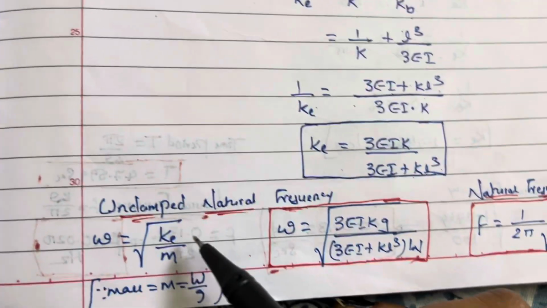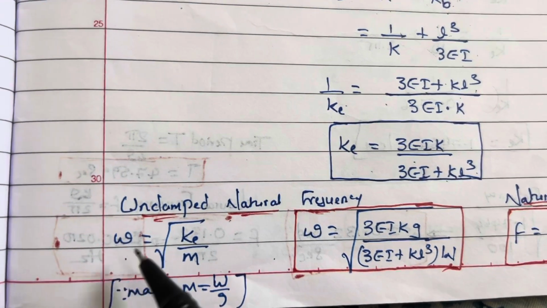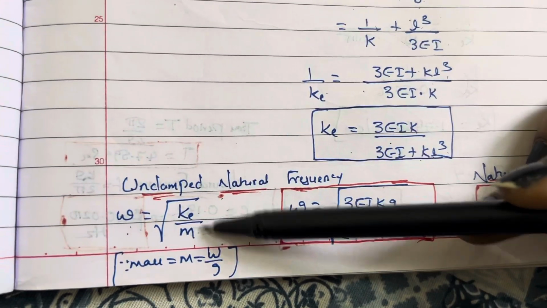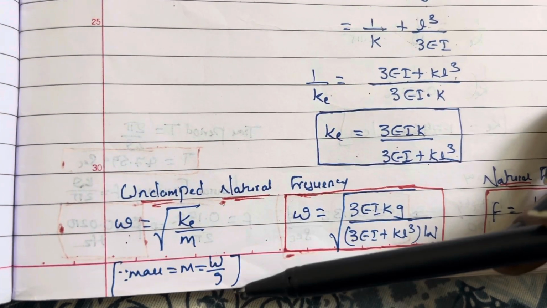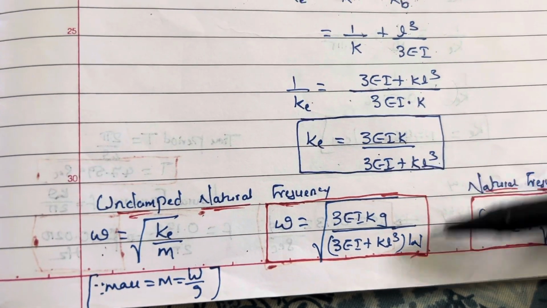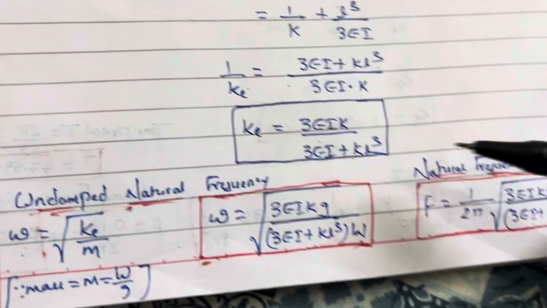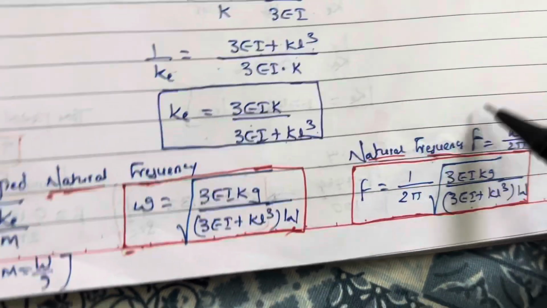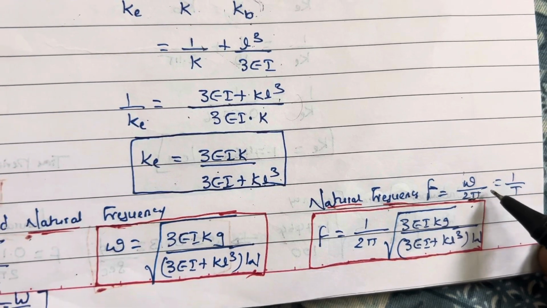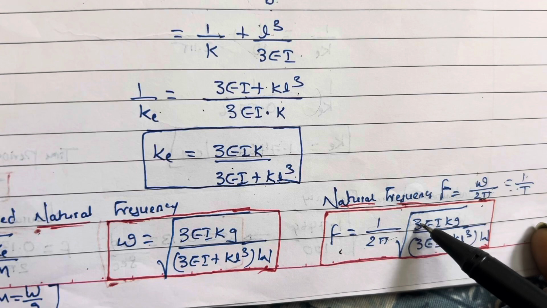Using this value, we will find the first natural frequency. Omega is equal to square root of Ke by m. M means weight by gravity. So when you substitute the Ke formula and W by g, g will go into the numerator. So natural frequency f is equal to omega by 2 pi, which is the reciprocal of the time period. So f is equal to, you get this kind of number.